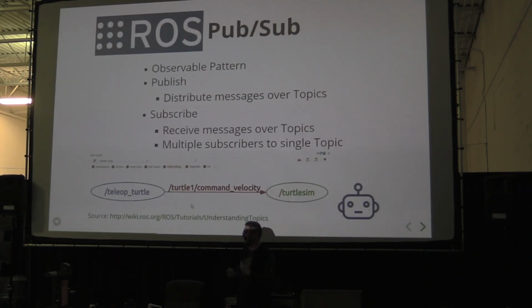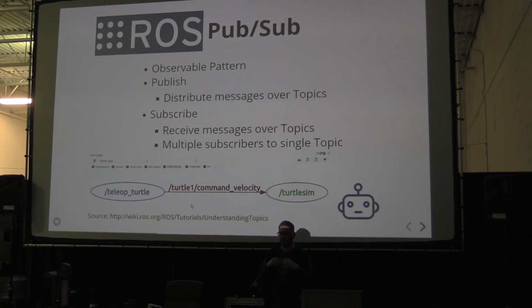So this is where we're going to talk more about publish and subscribe. I call it pub sub. Some people call it the observable pattern. The idea is that you're going to have one node that's publishing information to a topic, and then you're going to have another node that's subscribing to that topic.